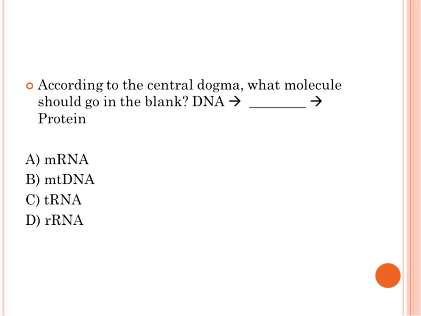And one more. According to the central dogma, all that means is, what's the main idea? What molecule should go in the blank? So I'm going to start from back here. It should go DNA, then turns into what? Then turns into the protein. So what's the step in between DNA and protein?